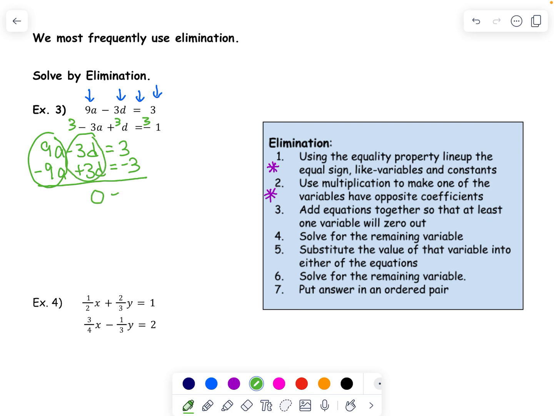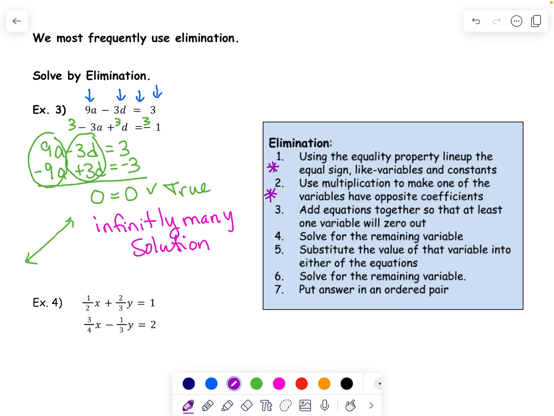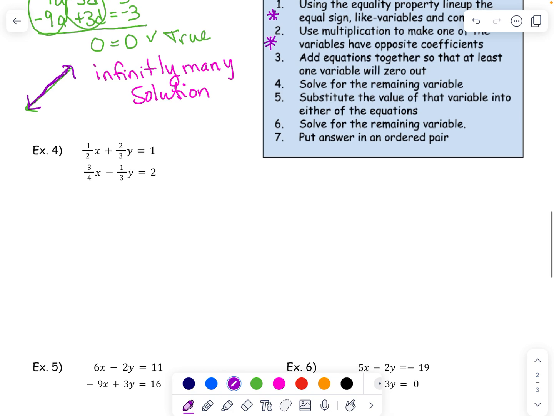But guess what? We zeroed out both variables. So now we need to decide if we have a true statement or a false statement. And 0 is definitely equal to 0, so this is true. And so when it's true, that means we're going to have infinitely many solutions. Because there's infinitely many points on a line. So we have one line that's going like this, basically, and another line that's laying right on top of it and sharing all of its points. And that's why we have infinitely many solutions.